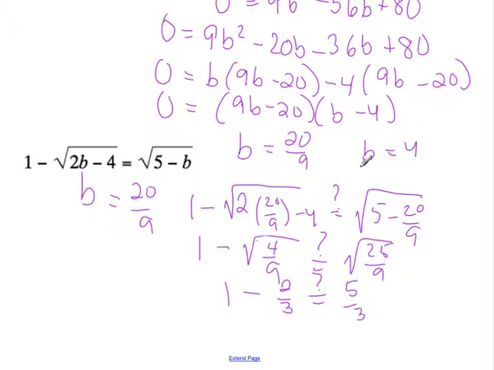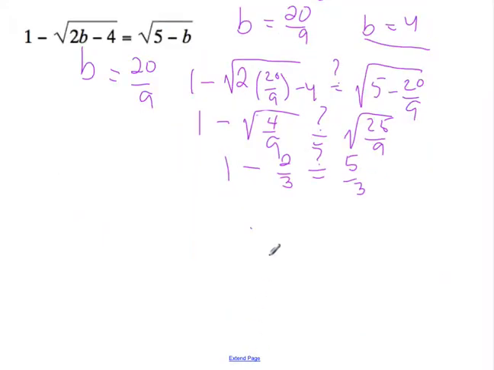And if I check my second answer here, b equals 4, you're going to find that that one does not work either. And at that point, we're going to say no solution. And boy, wasn't that a lot of work to find out that there was not a solution to this equation. But that's how you do it.